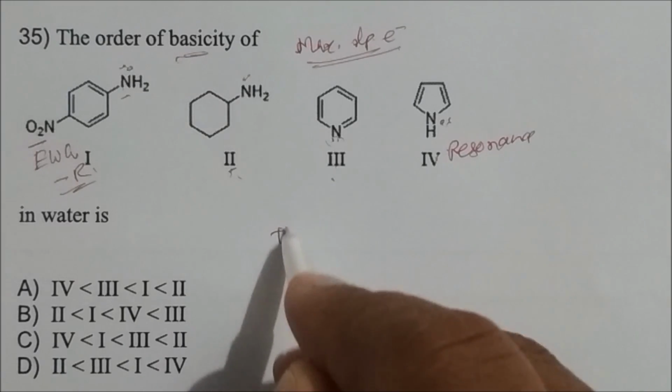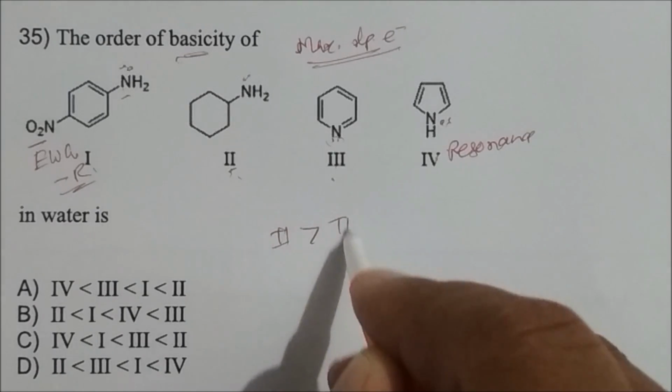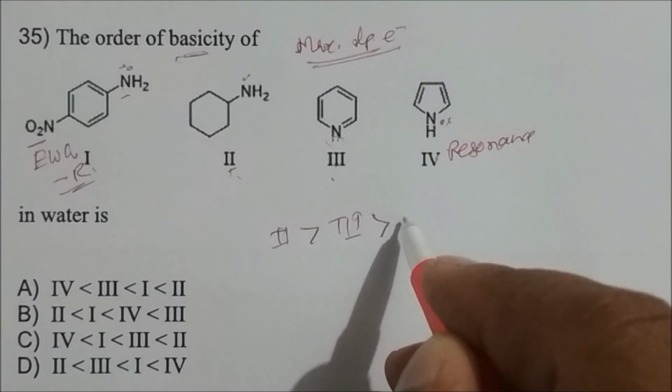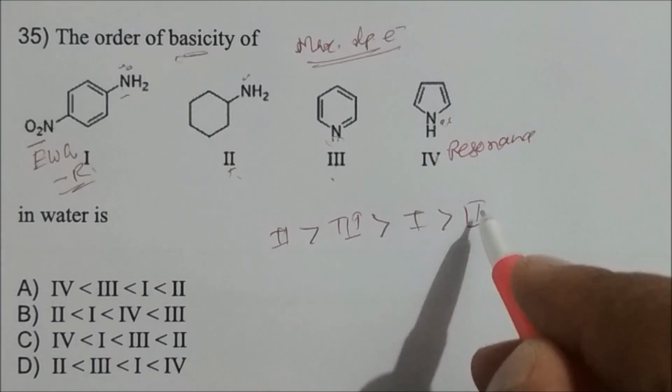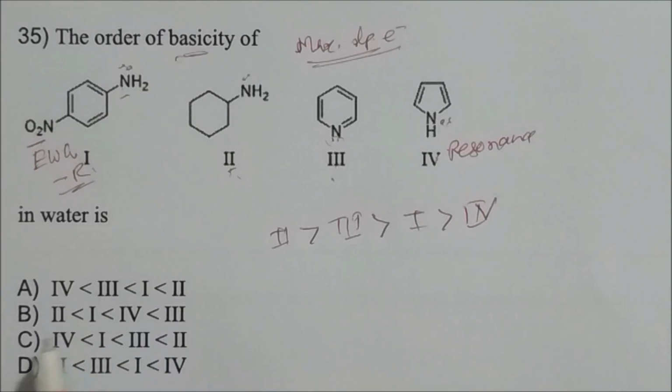So if you see carefully, 2 is first, then followed by 3, and then followed by 1, and then followed by 2. So this is resonance stabilized, so it is not 4. So as per this option, this is correct.